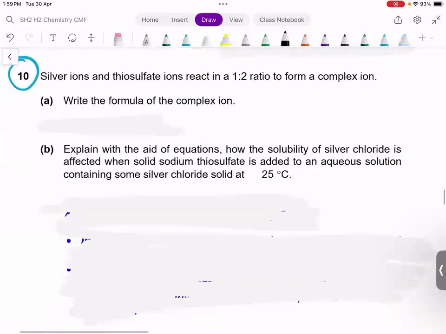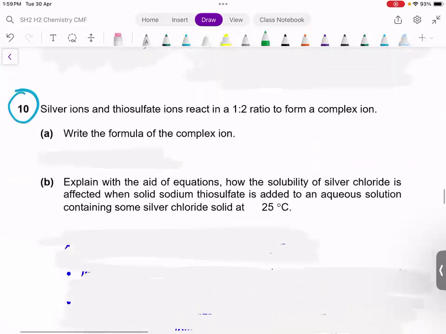Silver ions and thiosulfate react in a 1:2 ratio to form a complex ion. So can you quickly tell me what is the formula? Are you able to deduce the formula? Okay, what's the net charge of this formula? Ivan, what's the net charge of this complex?